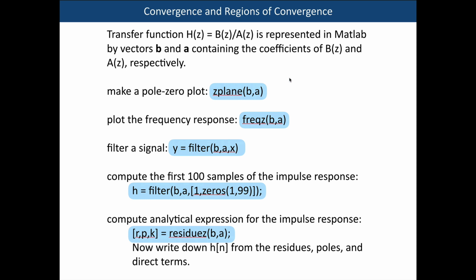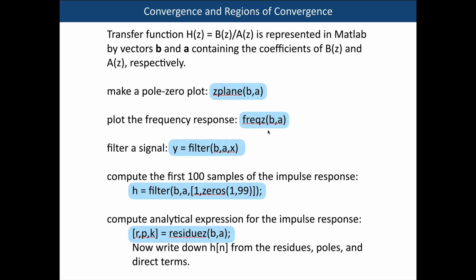A couple more MATLAB functions. We've already seen zplane as an example of a function that will make a pole zero plot for you. There's also another one here called freqz. This will plot the magnitude and phase of the frequency response. Again, why is it able to do this? Because the DTFT, which is the frequency response, is equal to the z transform evaluated on the unit circle. So it does some calculations there and plots the magnitude and phase for a rational function, magnitude response and phase response.